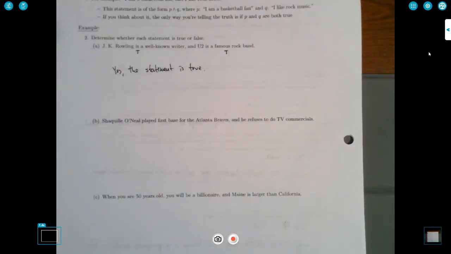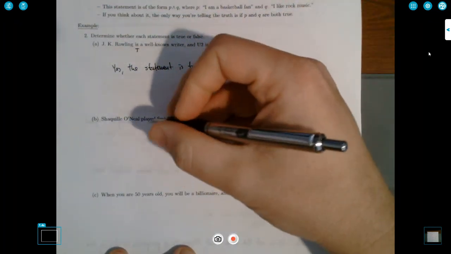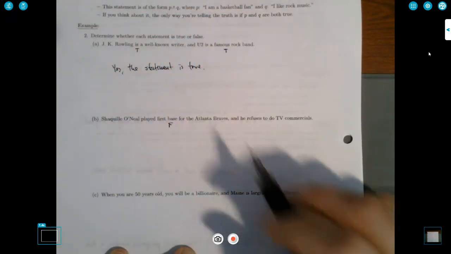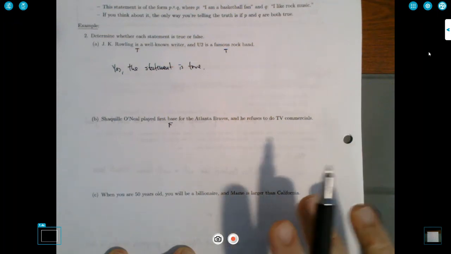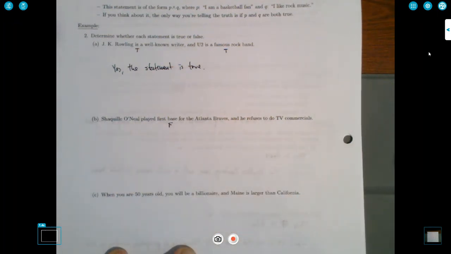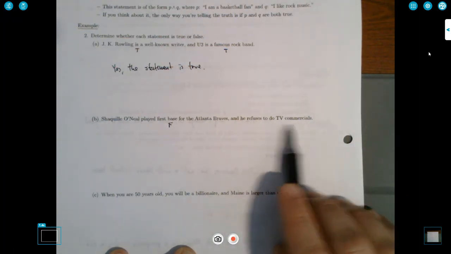Or, I mean, maybe he played baseball as a kid or something. I don't know a whole lot about Shaquille O'Neal's life. But he certainly didn't play for the Atlanta Braves. He didn't play Major League Baseball. So no, this is a false statement. Which means we can stop thinking about this automatically, because if the first piece is false, then the whole thing is false, right? But just for the sake of argument, the second little simple statement is also false, right?